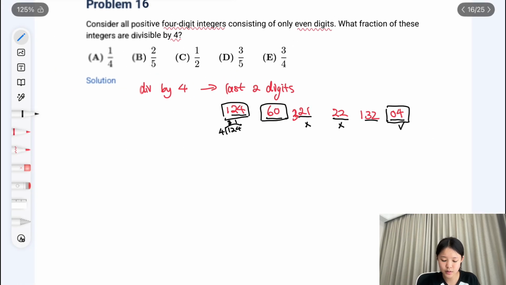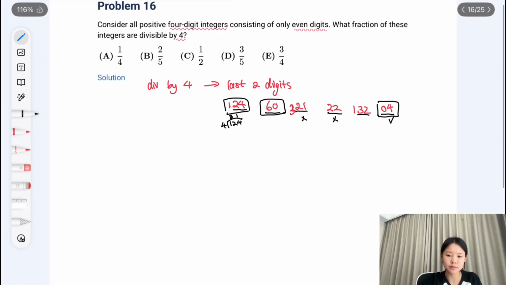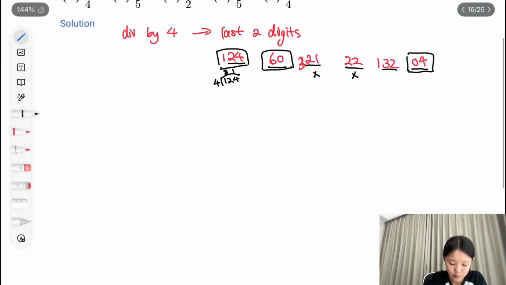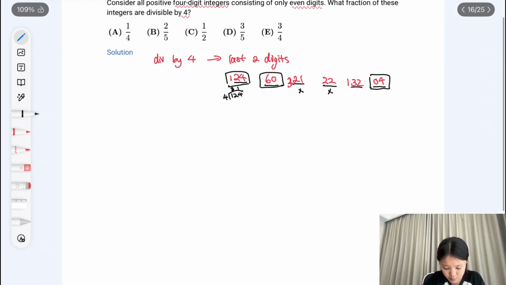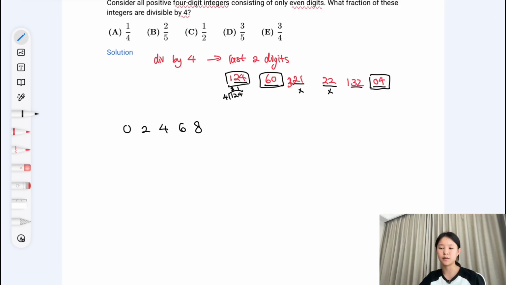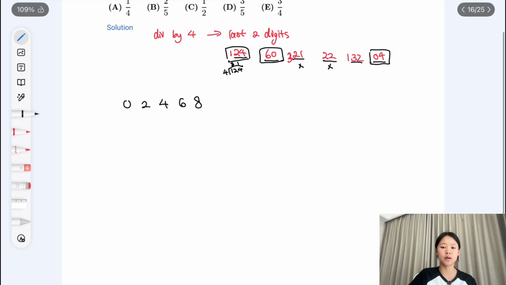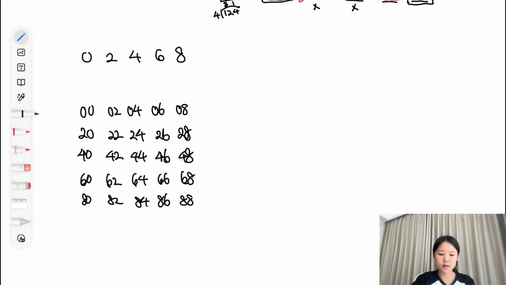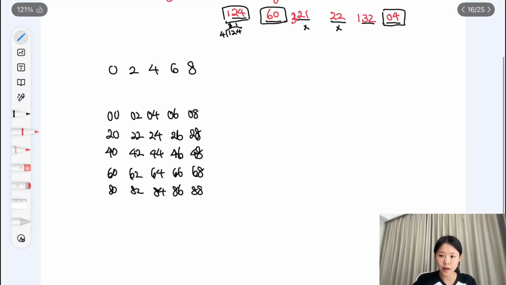So if we move back to our original problem, only consisting of even digits means we only have the digits of 0, 2, 4, 6, and 8. And because these are not that many digits, what we can go ahead and do is just list out all the possible combinations of 2 digits between these digits. Okay, so now we have all of these different two-digit numbers. And so we can go through them and cross the ones that are not divisible by 4.